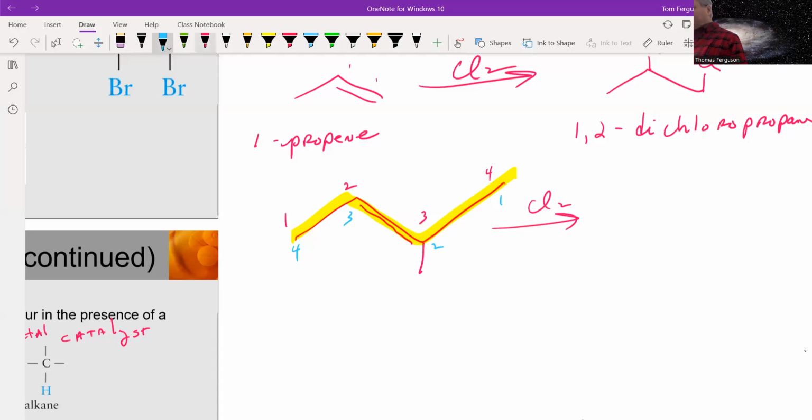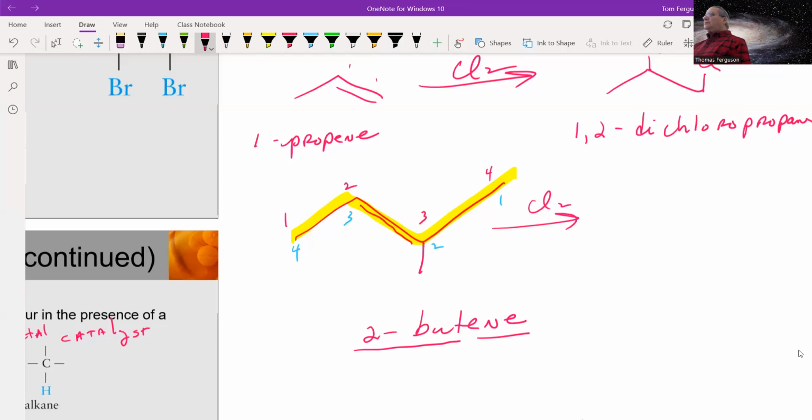So, okay, it's going to be a 2-butene, because the double bond starts on carbon number 2. A branch is also at carbon number 2, so that's 2-methyl-2-butene. Okay, is everyone okay with that name now?